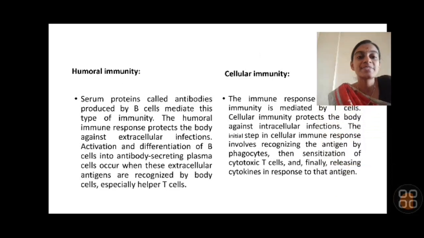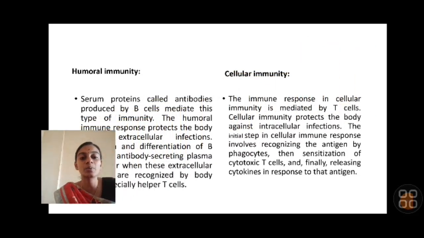In humoral immunity, serum proteins like antibodies produced by the B cells mediate this type of immunity. The humoral immune response protects the body against extracellular infection, that is, infection caused by foreign invaders outside the cells. The activation and differentiation of B cells into antibody secreting plasma cells occurs when these extracellular antigens are recognized by the body, especially with the help of helper T cells. Helper T cells play a major role in activating the B cells, and thus the antibodies are produced.